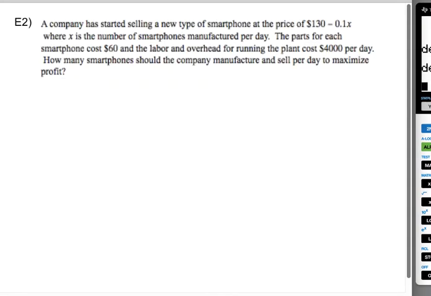All right. E2. A company has started selling a new type of smartphone at the price of $130 minus 0.1x, where x is the number of smartphones manufactured per day.